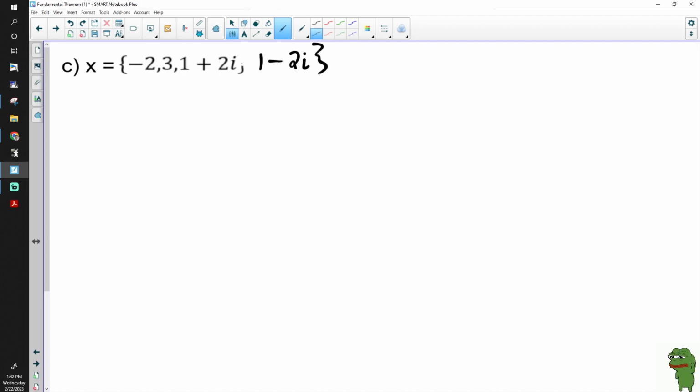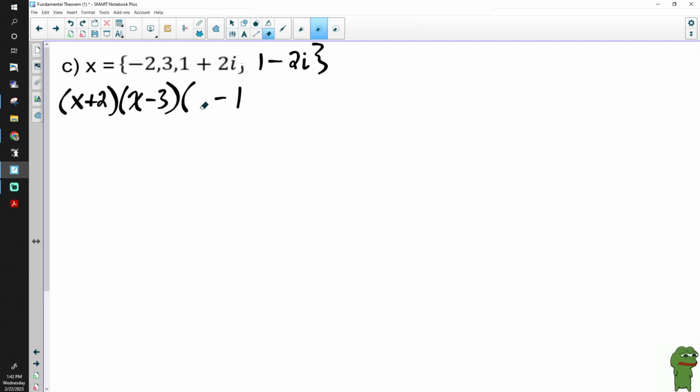So I have x plus 2 and x minus 3. Okay, now when I subtract this whole thing over, remember it's going to be 1 minus 1, x. I'm crazy. x minus 1 plus 2i, and x minus 1 minus 2i.